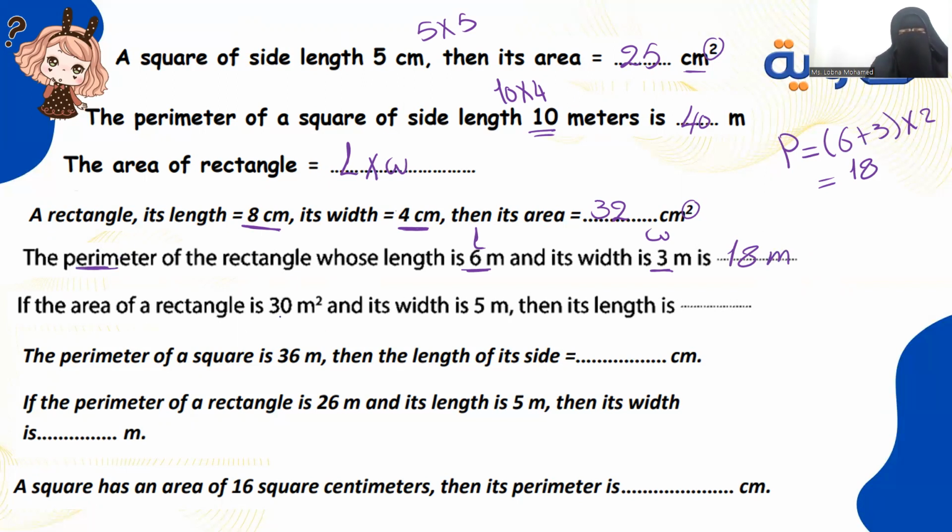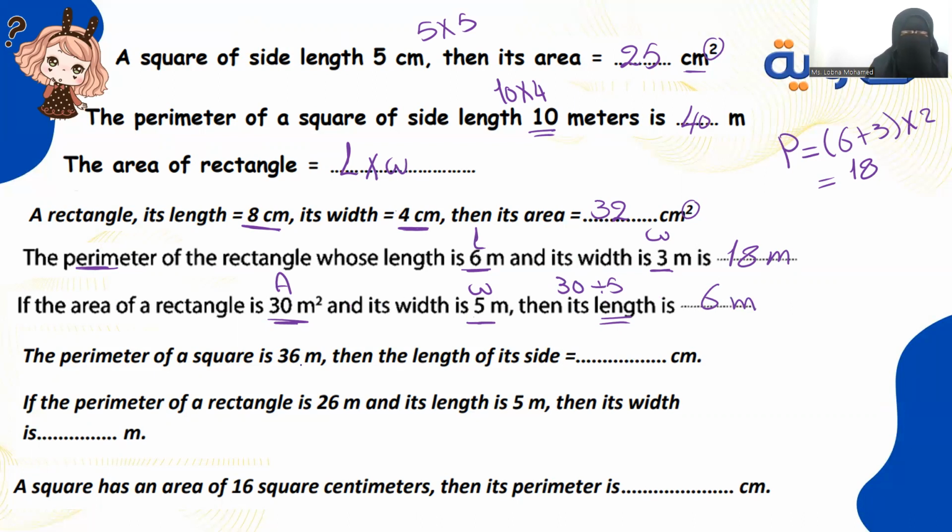If the area of a rectangle is 30 squared meter, this is the area now, and its width is 5 meter. So the length, how can we get the length? Do you remember? We have to divide 30 by 5. Divide the area, the greatest number, by the other side. So 30 divided by 5 equals what? 6. 6 what? 6 meter. Don't forget the unit.